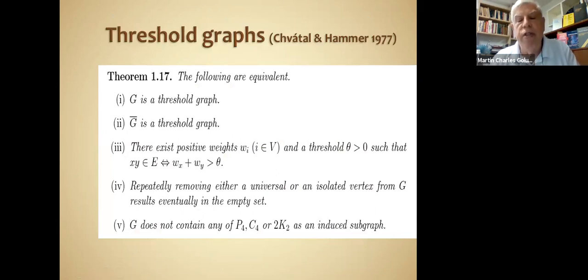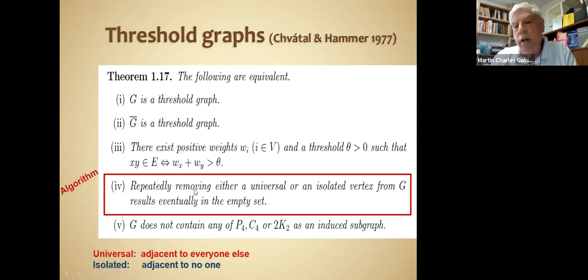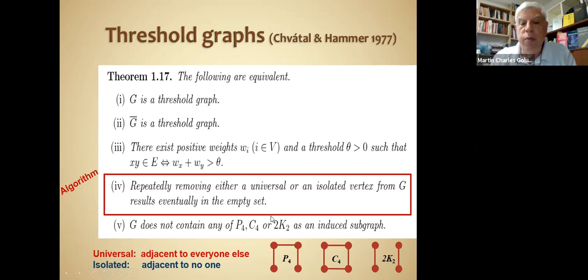The threshold graph theorem that many of you know gives several characterizations of threshold graphs. G is a threshold graph if its complement is a threshold graph. There exist positive weights on the vertices and a different threshold to distinguish between edges, where the sum of the weights of the endpoints of the edges has to be greater than this other threshold. Then there is an algorithmic characterization, where you repeatedly remove a universal or isolated vertex, eventually getting the empty set, and a forbidden subgraph characterization. This will be familiar to most of you. I want to focus on this characterization here, where you can simply remove a universal or isolated vertex.